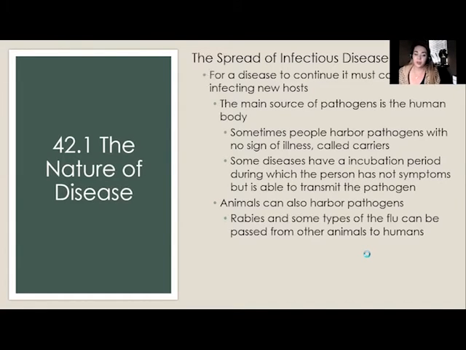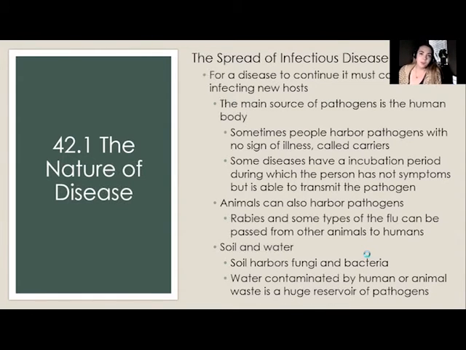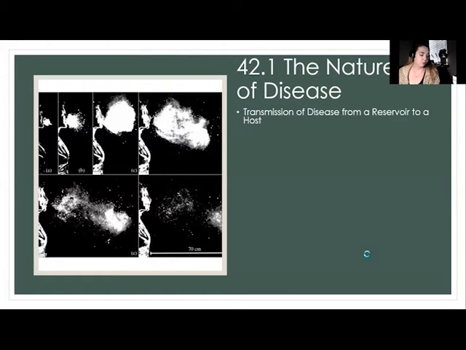Certain rodents will carry rabies, and certain types of flu can be passed from animals to humans. The next source of transmission of a disease is soil and water. Soil, because that's where you find a lot of fungi and bacteria, and in a lot of cases where water is causing an infectious disease, that is because it has been contaminated by human or animal waste. Oh man, what a gross image.